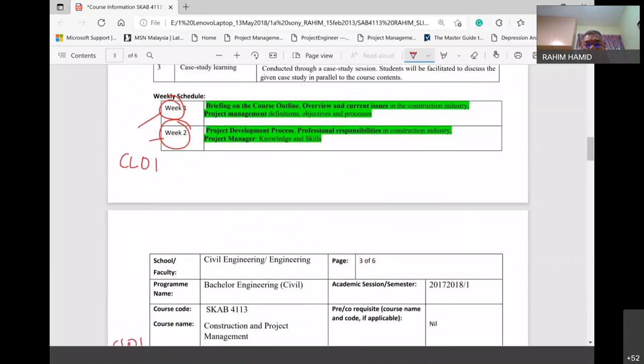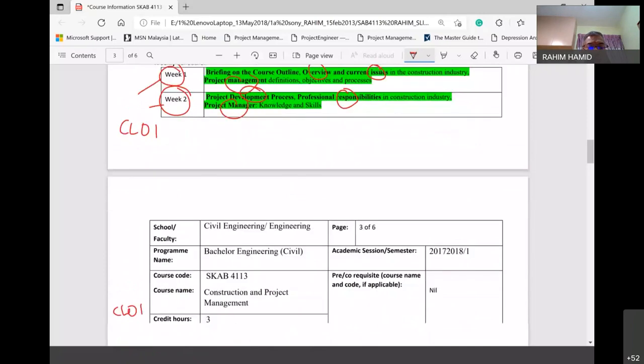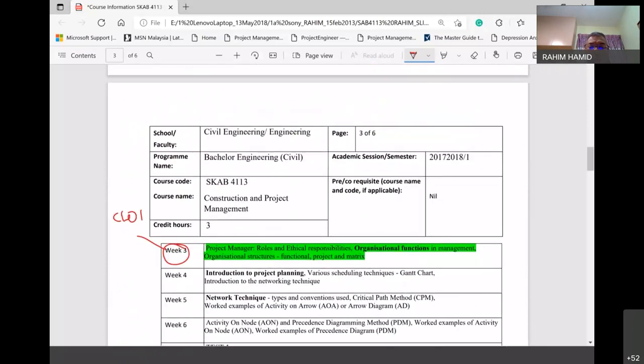Today we start with the overview of the construction industry, followed by current issues. Then perhaps next week we are going to go into project management principles. Subsequently we are going to go into project development process, project professional responsibility, and project manager. By the third week we are going to complete perhaps project manager partially, and then the organizational function of organization.